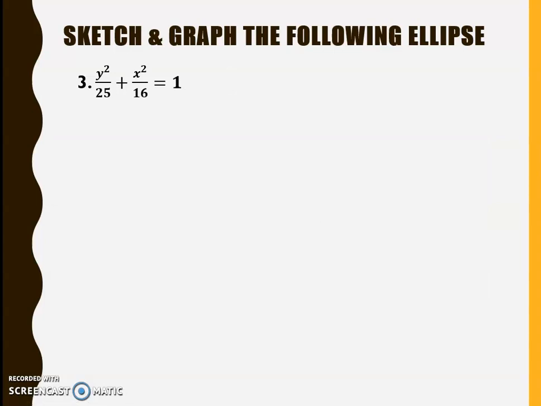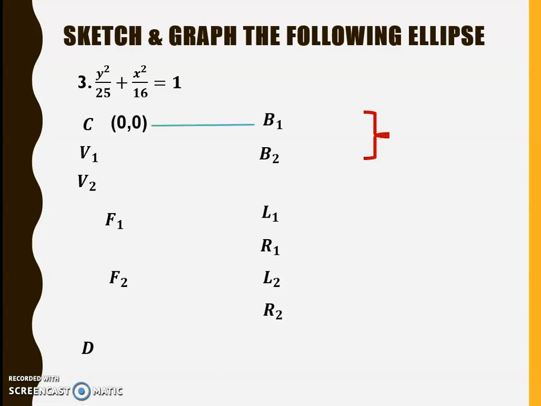Okay, let's have number 3. The given for number 3 will be y squared over 25 plus x squared over 16 equal to 1. We need to locate the different coordinate points of the center, vertex 1, vertex 2, focus 1, focus 2, the B1, B2, latus rectum or latera recta, and the directrix. Remember, the center of this ellipse is 0, 0. And the orientation of this ellipse is a vertical major axis.